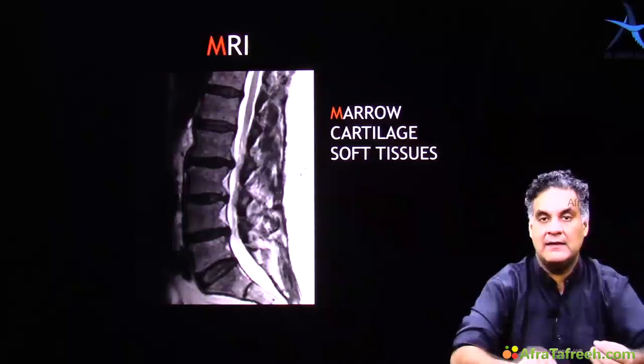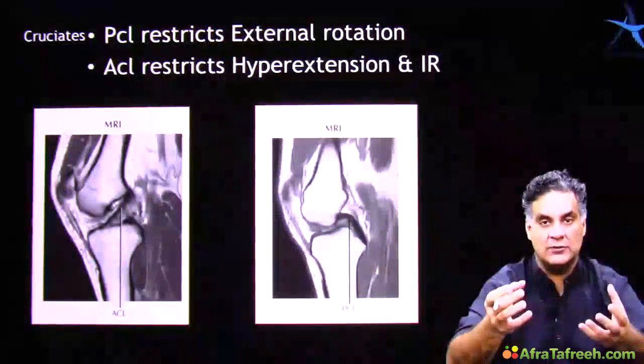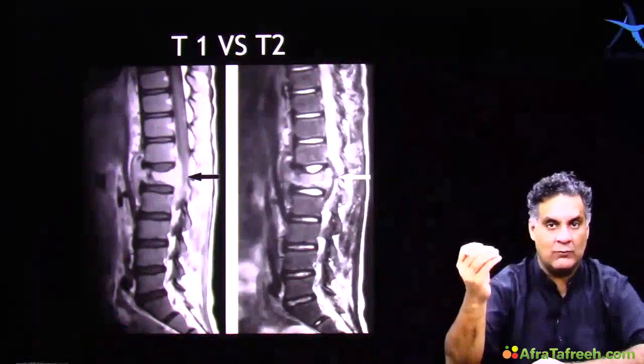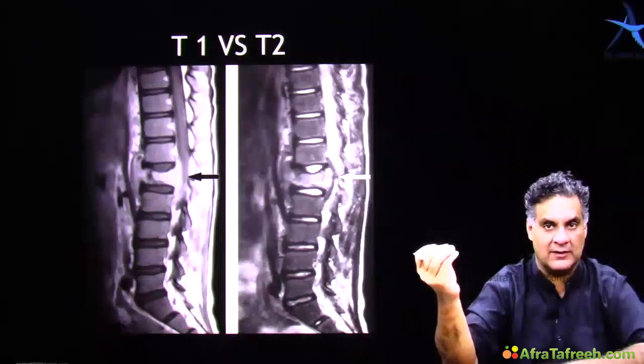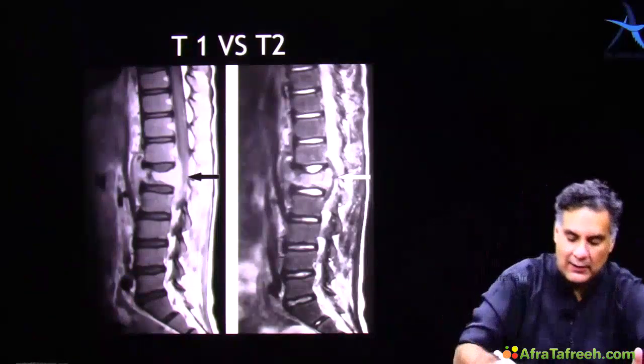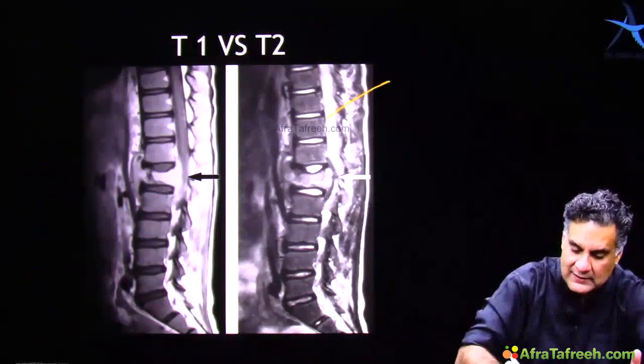And an MRI will have two images, T1 and T2. The T1 image will show you the anatomy. 1 means anatomy, the first prof subject. T2, 2 means second prof subject, the pathology. And how do you pick it up? The water is white on T2.